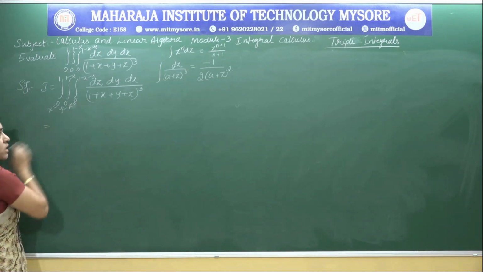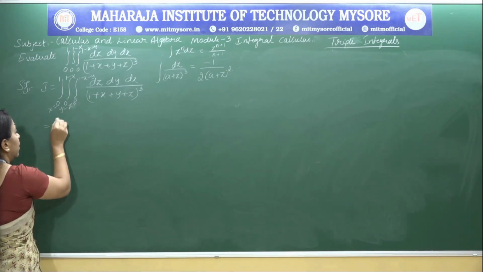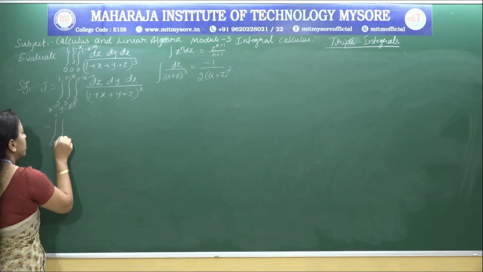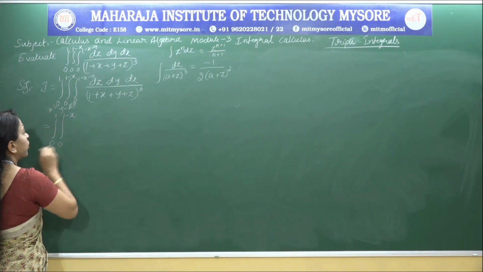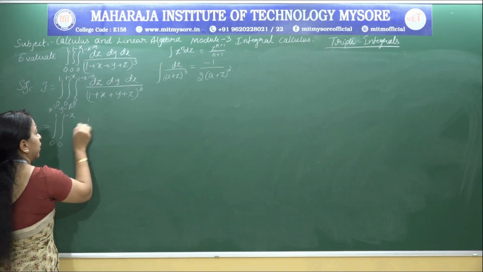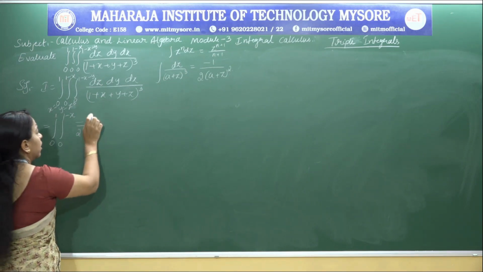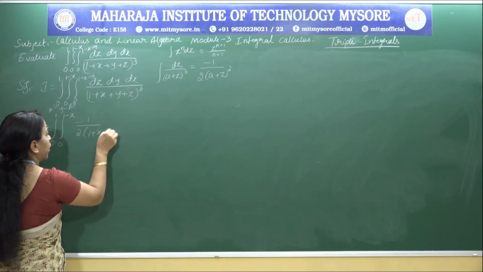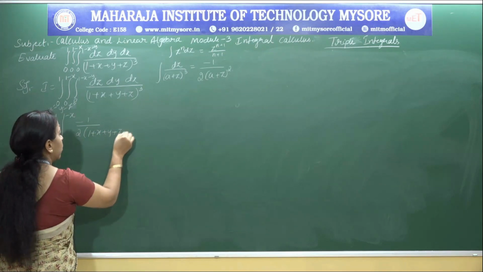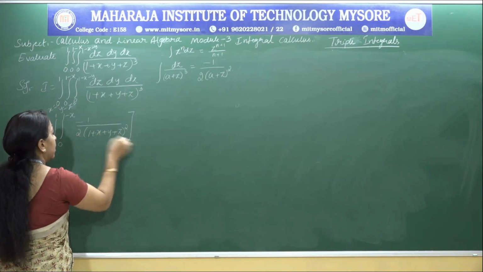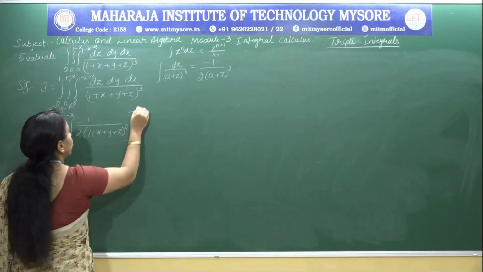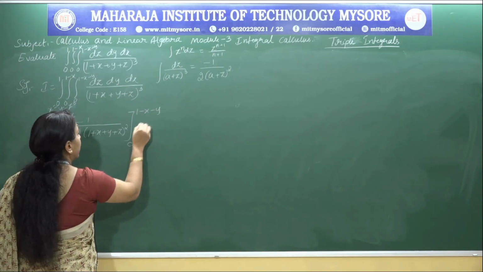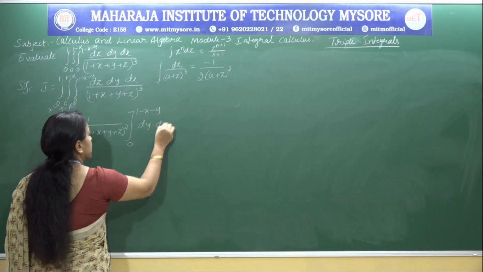So if I integrate this with respect to z, we have integral 0 to 1, 0 to 1 minus x, minus 1 by 2 times of 1 plus x plus y plus z whole square between the limit 0 to 1 minus x minus y into dy dx.